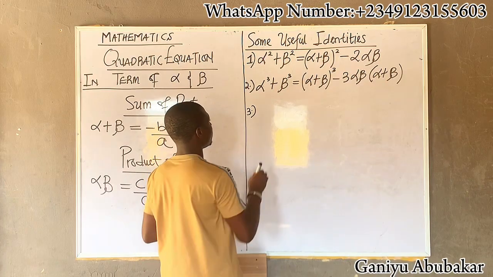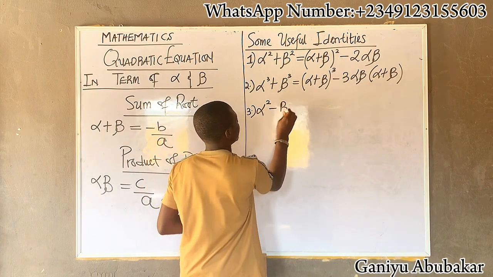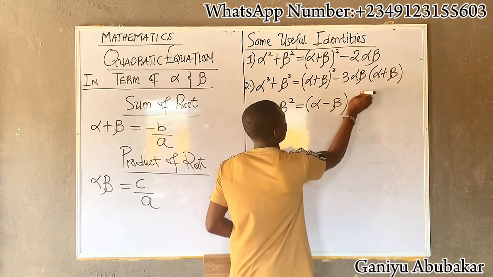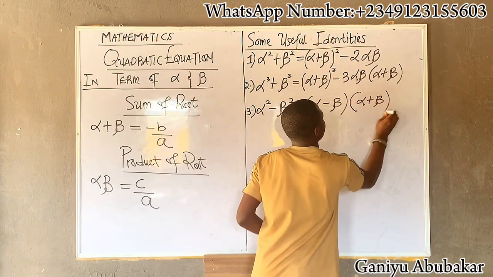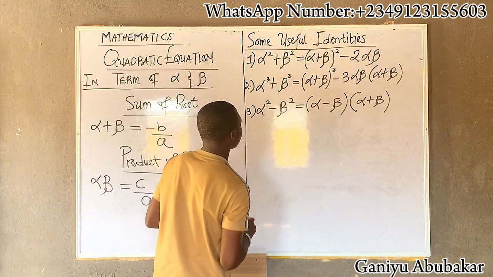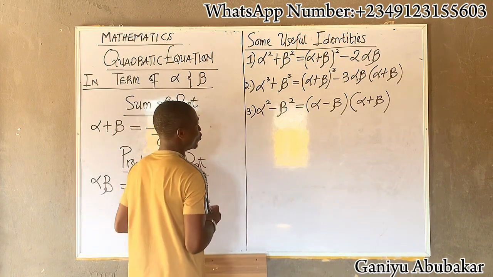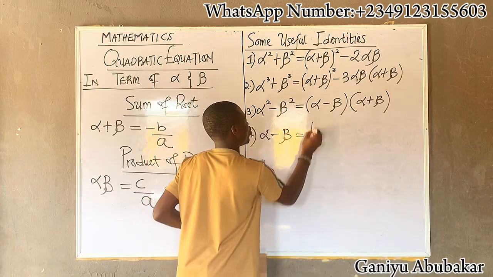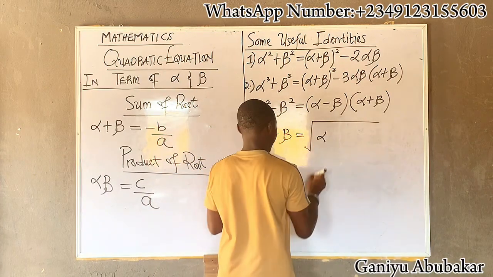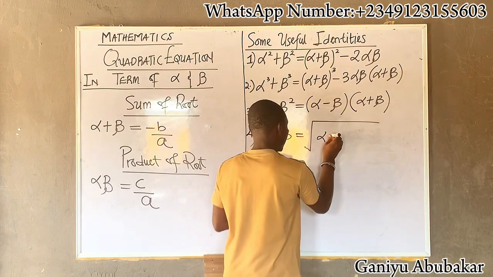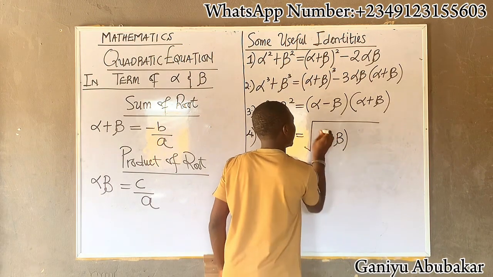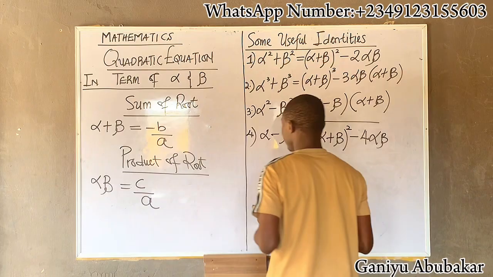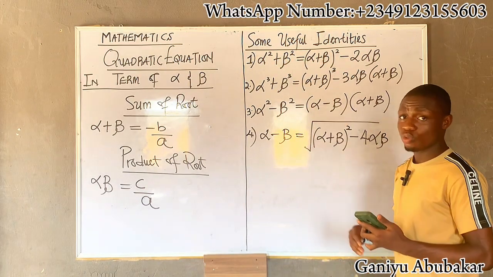So next up, let's say I have alpha squared minus beta squared. This is equal to alpha minus beta into alpha plus beta. Your third important identity to note. Number 4, let's say I have alpha minus beta. This is equal to the square root of alpha plus beta squared minus 4 alpha beta, right? So note this, number 1, 2, 3, and 4.